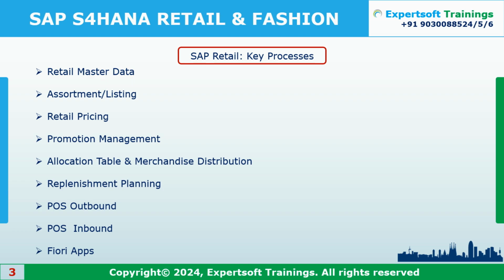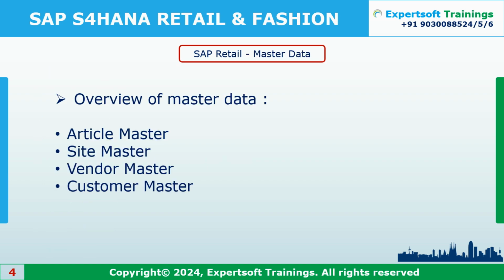And also we will go through some of the Fiori apps, which are very typical to retail. Although this doesn't comprise a lot of it, we will discuss those. So as I said, the master data will mostly comprise the retail product and the retail sites, which will be basically the DCs and stores.